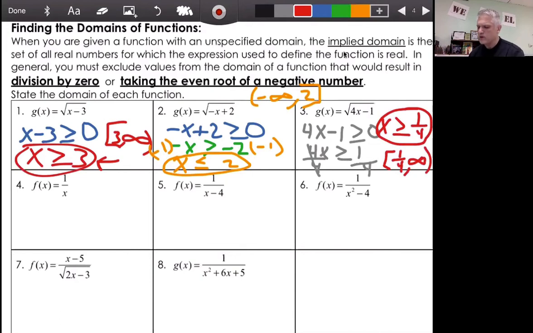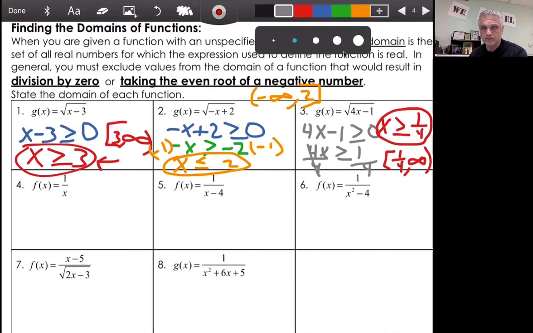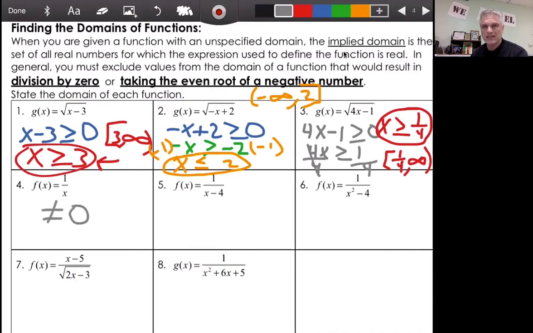Okay, so we've done 3 in a row where we had to look at square roots and how that limited a domain of a function. So now we're going to look at question 4, and I don't see any square roots. However, there is a denominator that has an x in it. So all I know is that that denominator cannot equal 0. So what is in the denominator? In this case, it's just x.